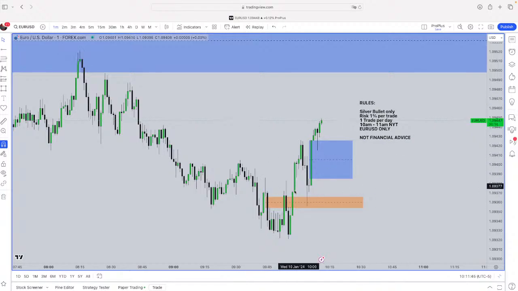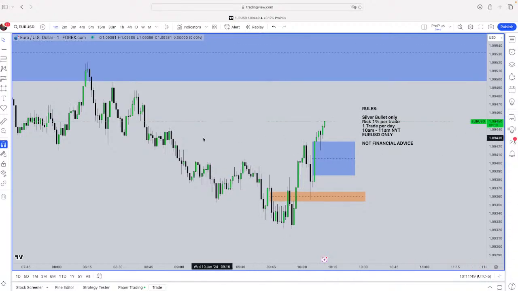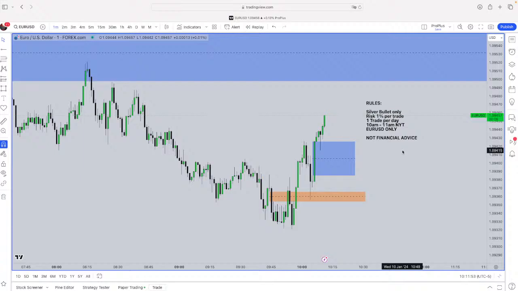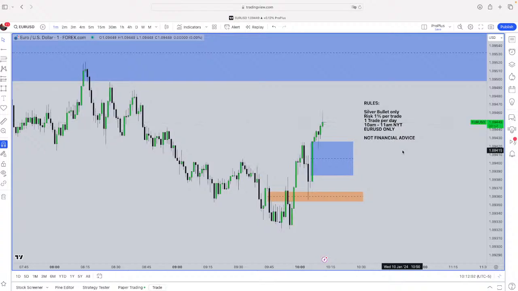So we just missed that for now. But it'd be a nice trade. If you got in there, it'd be a nice trade to run up these highs. So yeah, we just want to make sure it starts respecting. So I'll just be tape reading it for you guys now.